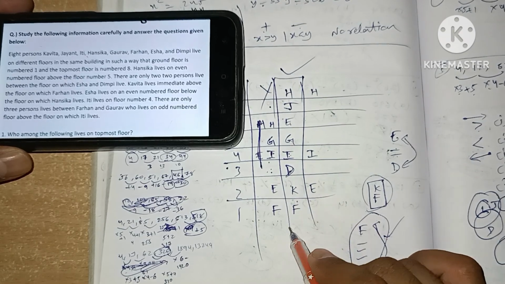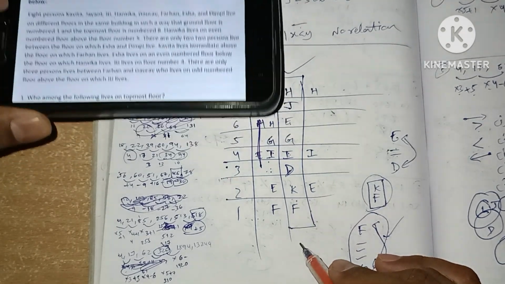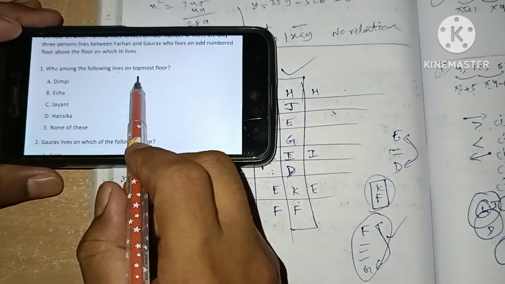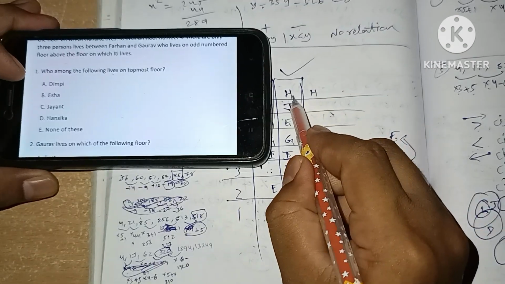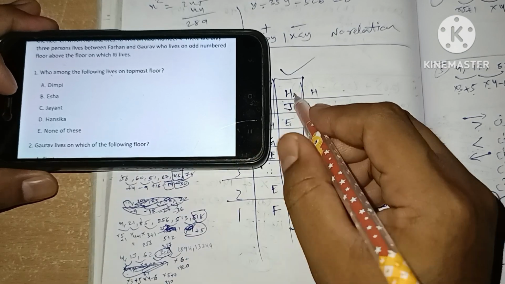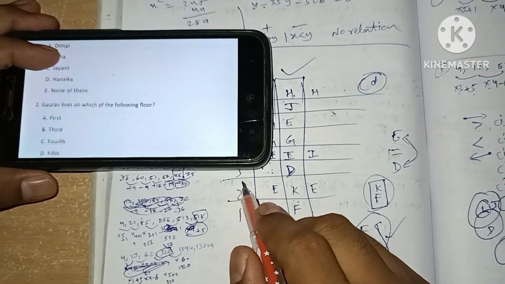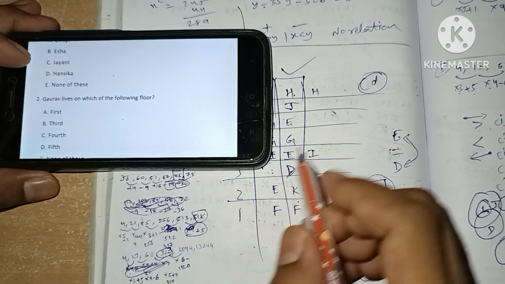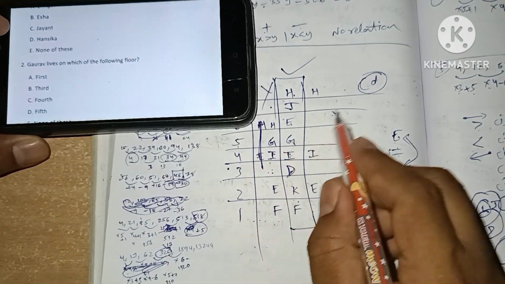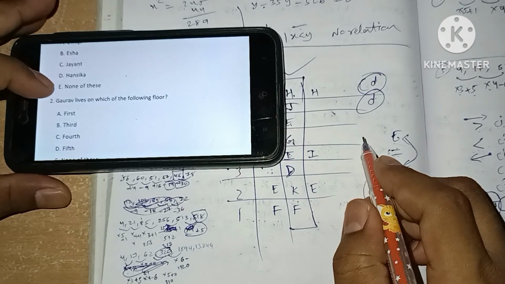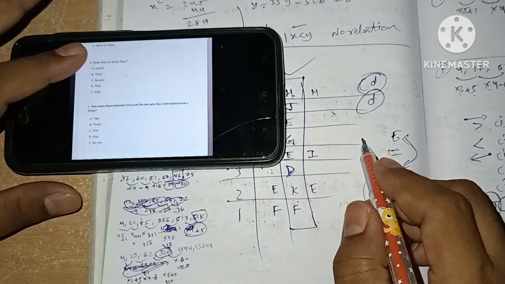Let's see the questions that are asked. Who among the following lives on the topmost floor? It is H, Hanska. Option B is our answer. Next, second question: Gaurav lives on which of the following floors? Gaurav lives on floor number 5, so option D. Next, we are going to see question number 3.